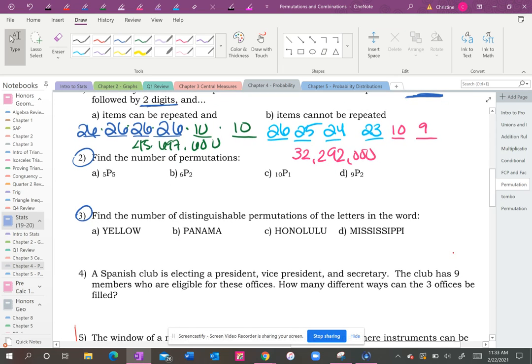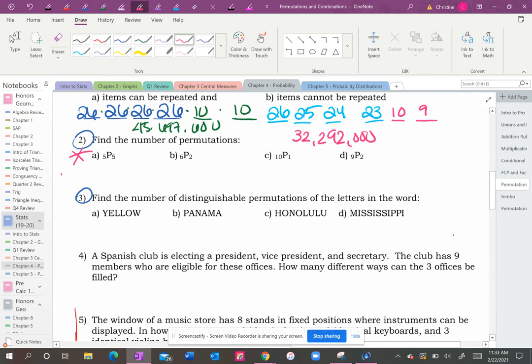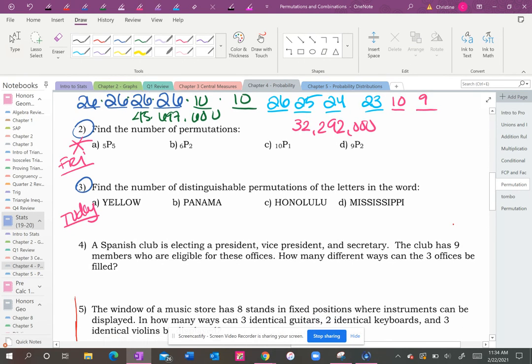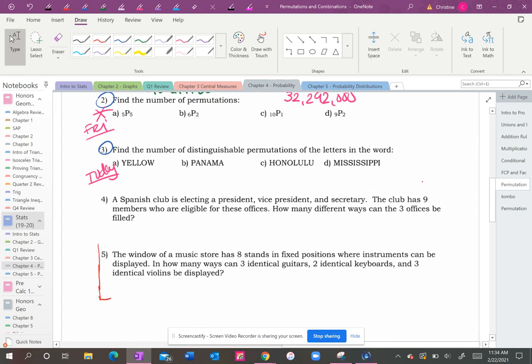So this is just a review from last week. So you're just going to throw those in the calculator. This is what we just did today. So this is from Friday. This is from today. And then this is from Friday. And then this is from today.